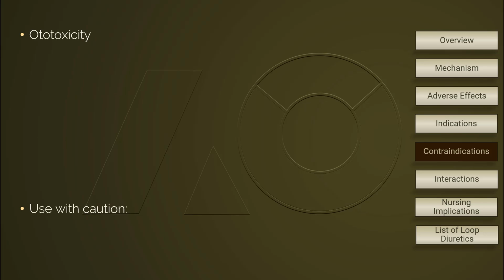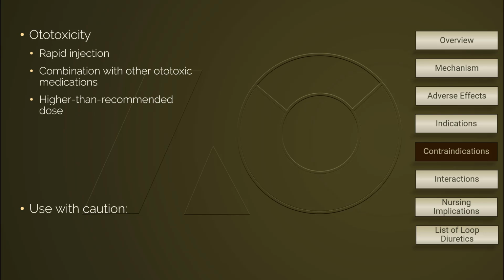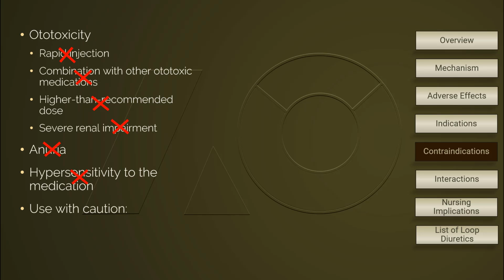Ototoxicity is a major concern when using loop diuretics. Risk of ototoxicity is associated with rapid injection of IV furosemide, using a loop diuretic in combination with other ototoxic medications, using a higher than recommended dosage of a loop diuretic, and using a loop diuretic on patients with severe renal impairment. Therefore, these practices and conditions are contraindicated for using loop diuretics. Other contraindications are anuria and hypersensitivity to the medication.